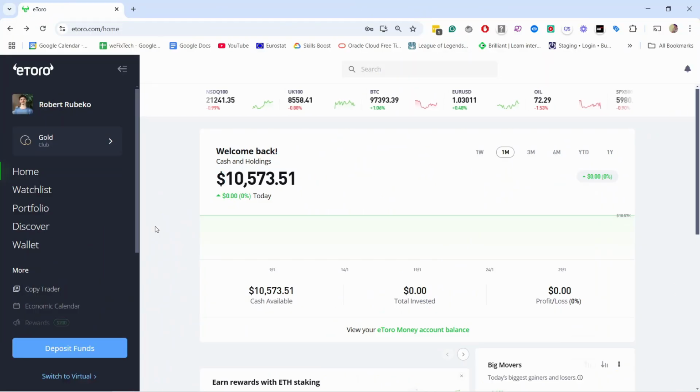Anyway, this is the dashboard and let me explain how everything works here. So once you've gone through the account sign up, you land on this page. This is your dashboard. So first I'm going to talk about depositing money on eToro because that's probably what you want to do anyway so that you can start investing.